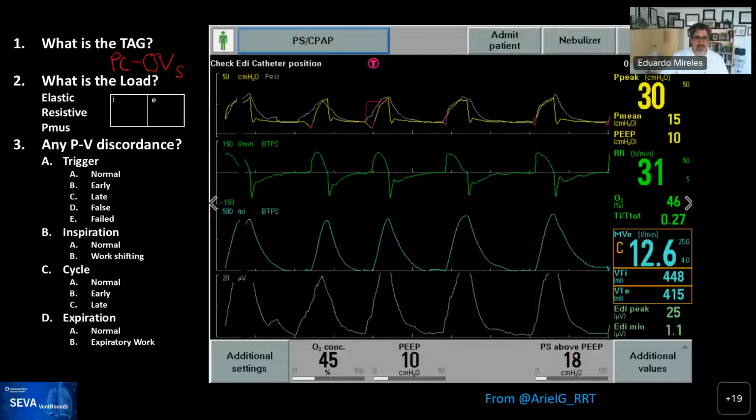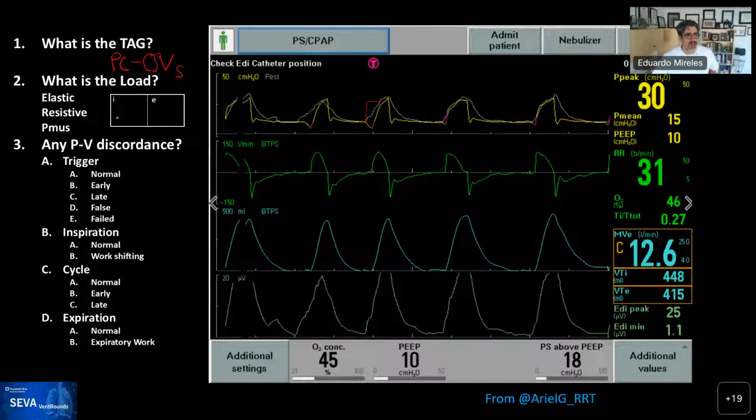So this patient is doing a fair amount of effort to inflate the lungs. They're getting 18 above PEEP and generating 448. So with around 20, 448 divided by 20 gives you the compliance of this patient, and you will realize that it's on the lower side. So elastic also goes there, plus all the effort that the patient is doing.